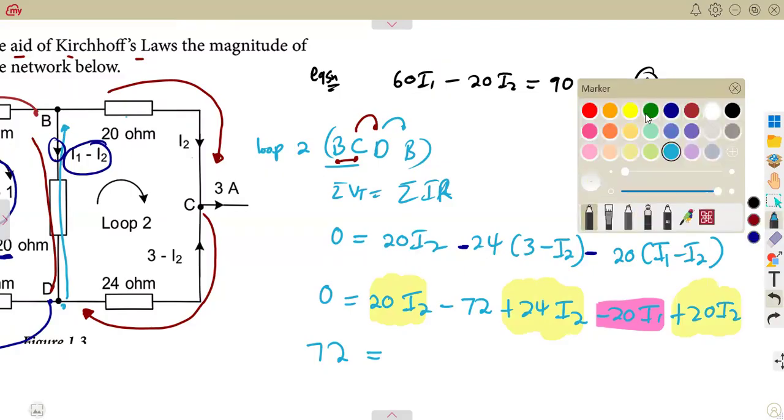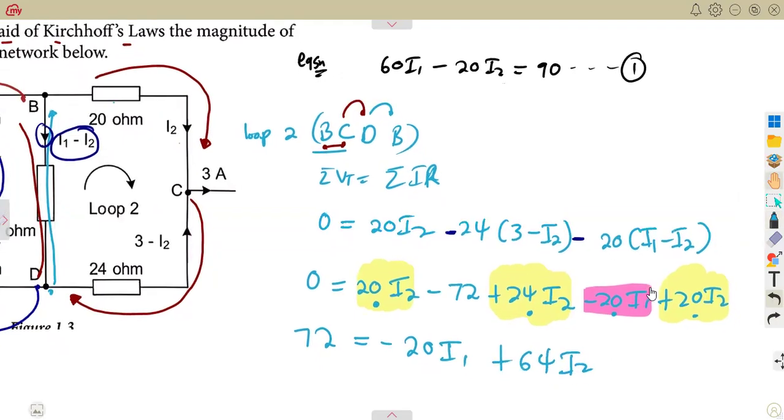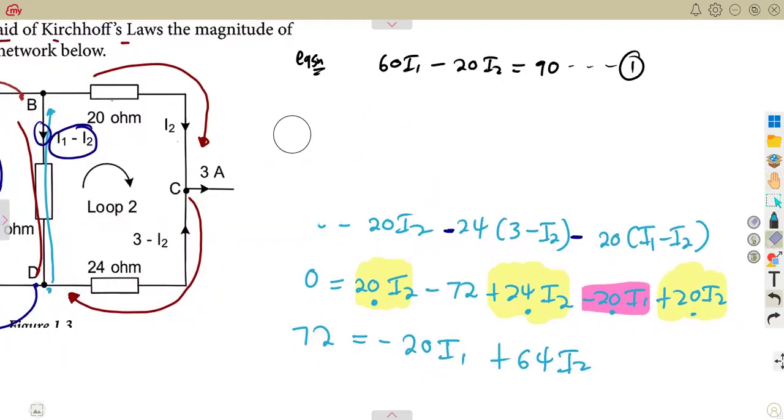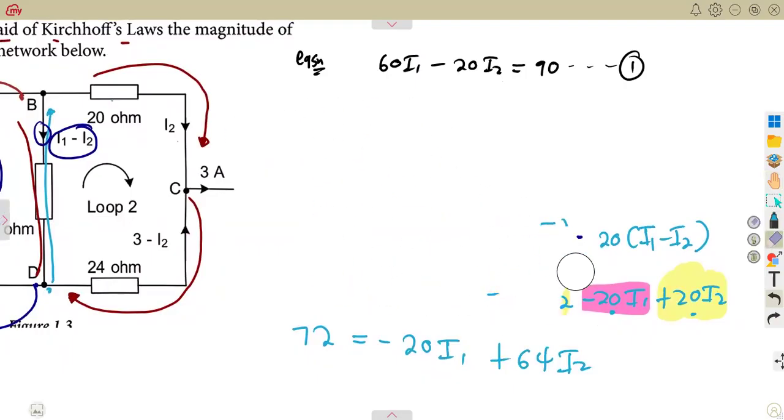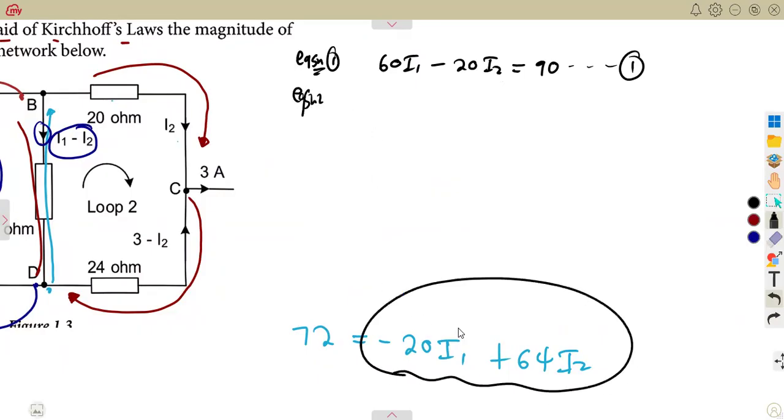So in terms of current 1, we are just going to have minus 20 I1. In terms of current 2, you add 20 plus 24 plus this 20, which is going to give us 64 I2. So that's our equation, guys. We've determined our equation 2 from this loop. It's going to be minus 20 I1 plus 64 I2, which is equal to 72. So that's our equation 2.